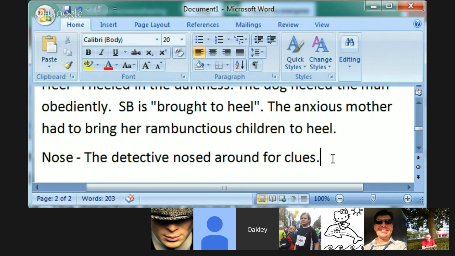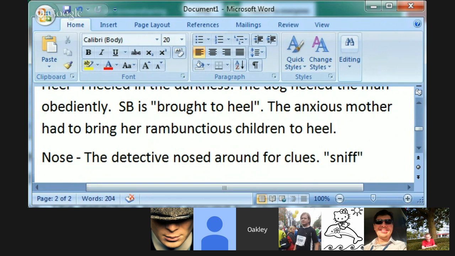Very similar, we also use the verb sniff in the same way. The detective sniffed around for clues. To sniff, of course, is the action, like a dog sniffs for a scent so that he can chase his prey.